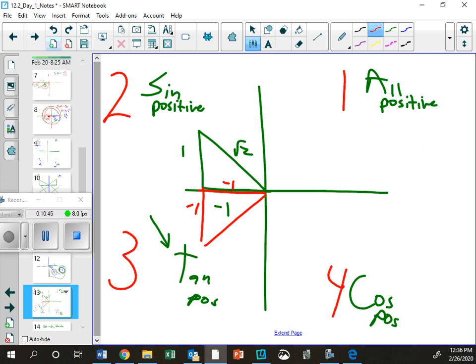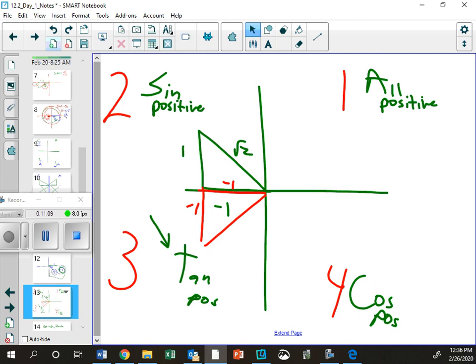If both tangent and cosine are both negative. What's your theory? What quadrant? Say it if you know it. Quadrant 2, very good. What if cosine and sine are both positive?